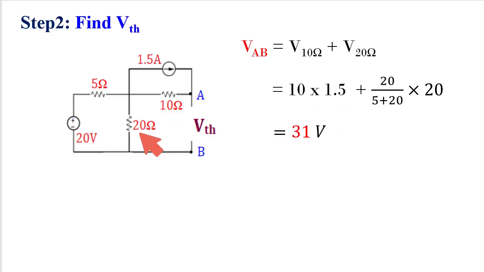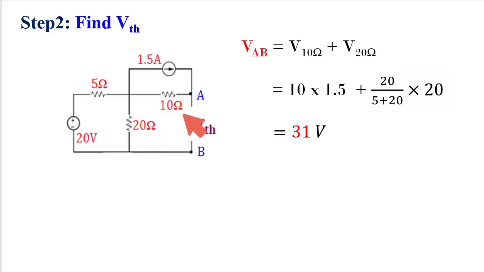Now what is the potential drop at the 20 ohm resistance? That will be the current through this 20 ohm multiplied by this 20 ohm resistance. Now what is the current through this 20 ohm? That current is due to this 20 volt, and the current will flow through this 5 ohm and 20 ohm. So the current will be 20 volt divided by 5 ohm plus 20 ohm. So 20 divided by 5 plus 20 is the current flowing through the 20 ohm resistance. That current will be multiplied by this 20 ohm resistance ultimately to get the potential across this 20 ohm resistance. So what is VTH?